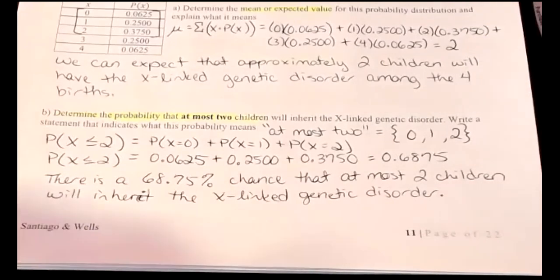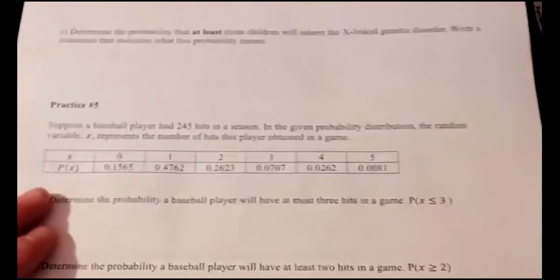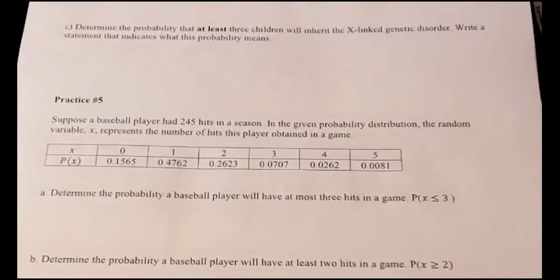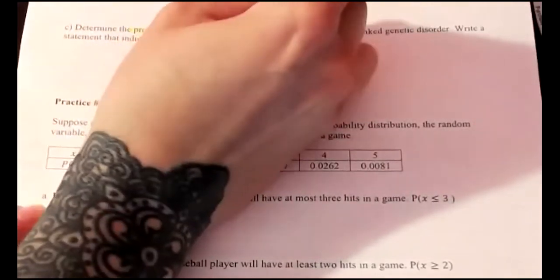And I said so far because we got another part. Turn the page. You're going to have to flip back and forth. Turn the page and take a look at part C. Determine the probability that at least 3 children, this is interesting, the probability that at least 3 children.